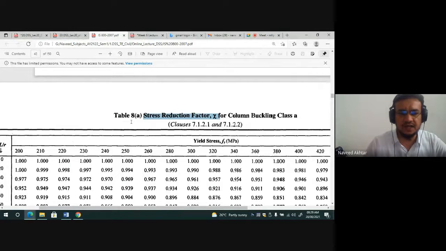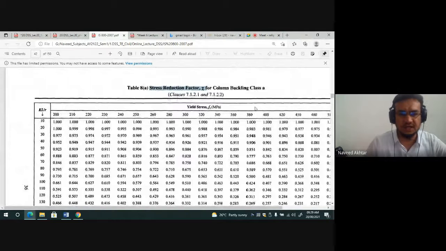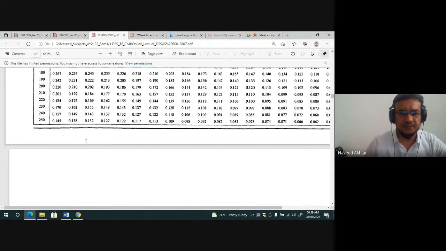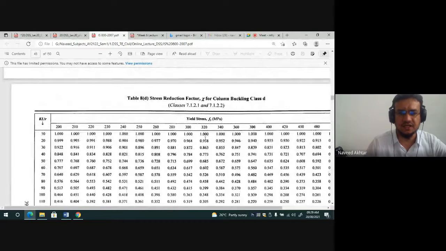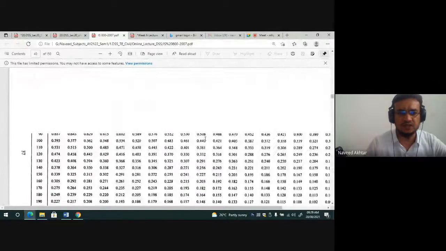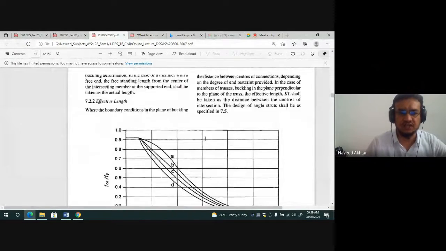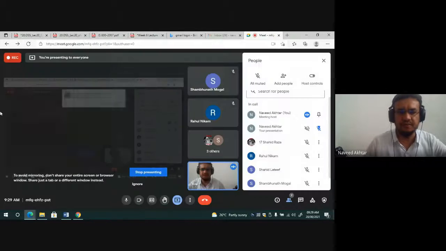In the table, based on the buckling class, the yield stress of your steel, and the slenderness ratio, you can directly find the stress reduction factor. Here the stress reduction factor is given for class A, class B, class C, and class D. So for all classes you can find the stress reduction factor using this table, without going for the calculation.